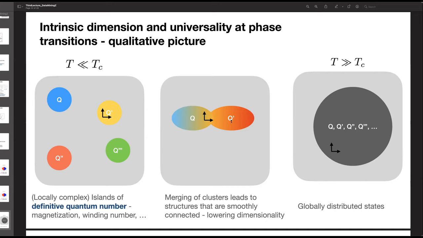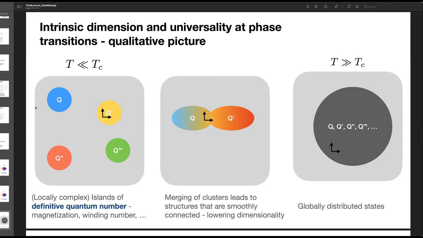And it's important to note that it is irrespective of the nature of the transition. It only relies on the fact that we need to have labeling of excitations at low energy. This is applicable to second order, this is applicable to topological. It does not matter how these quantum numbers are defined.